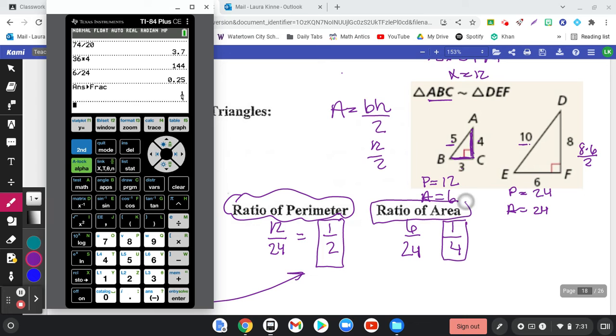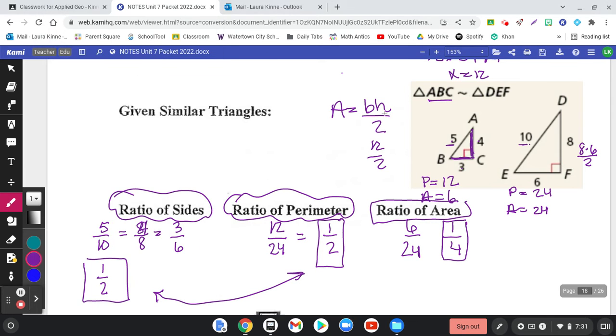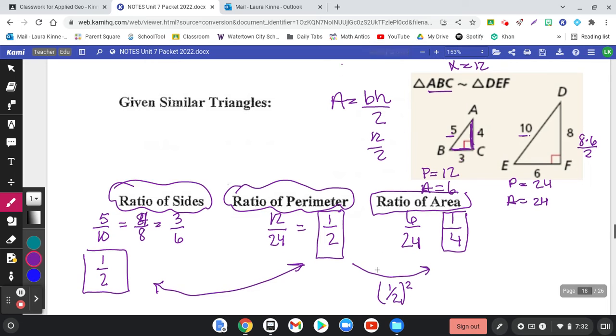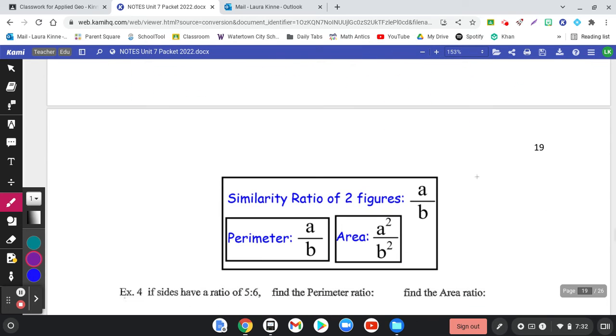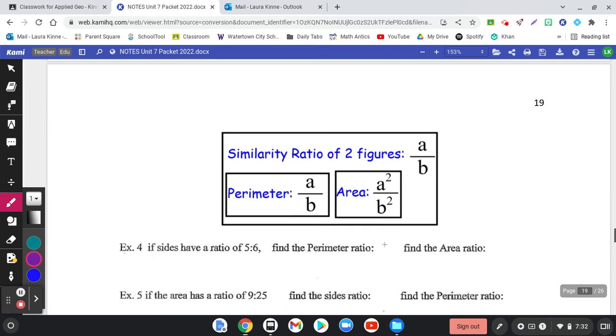So basically what happened was, since you're multiplying, you're squaring something, the ratio of the area is always this squared. So that's something you'll want to remember. Sometimes you can do the math to figure it out, sometimes you can't. But the ratio of the perimeter and the sides are the same. The ratio of the area, you square it. So I put that in the next page. This may be on page 18 for you, but the similarity ratio, if it's A over B, is the same for the perimeter, and for the area it would be that squared. You definitely need to memorize that.